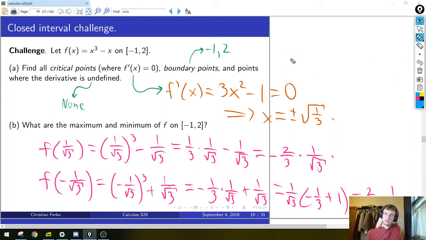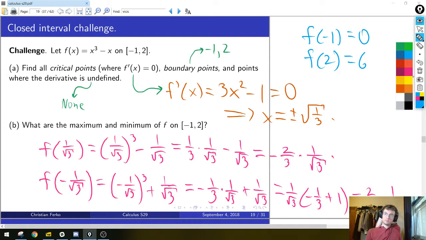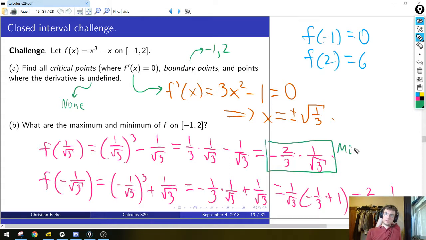Now the easier ones. So what is f of minus 1? 0. Good. What's f of 2? That will be 6. Good, okay. Alright, so we have these 4. Now I will ask you, what are the max and min on this closed interval? I believe that the minimum value is going to be f of 1 over root 3. Good, so this is the minimum value, and the max value is f of 2. Good, okay. Max value.